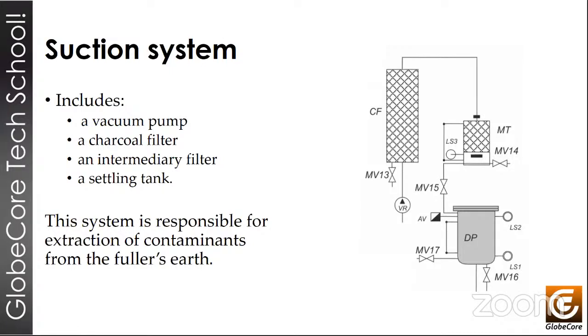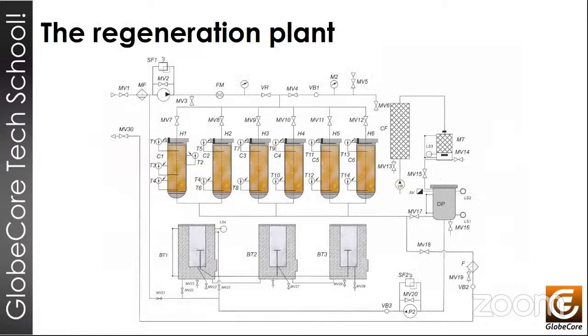Okay. Next slide, please. And here we have a general view of the process, I guess, a process diagram. Right, so the oil passes through the columns. The absorbent material in the columns captures the degradation products from the oil.